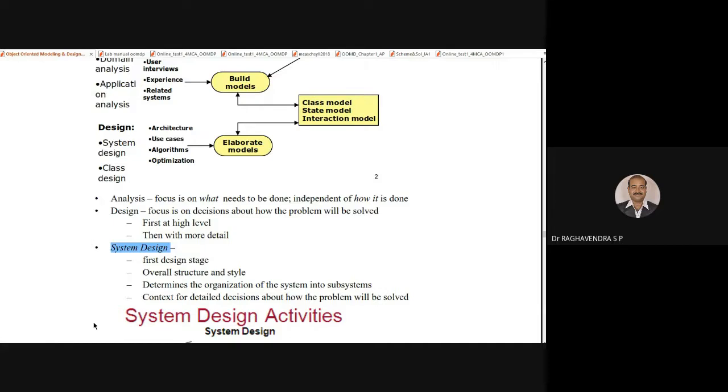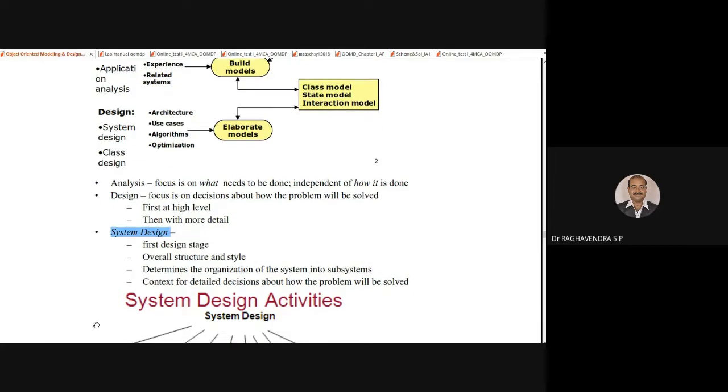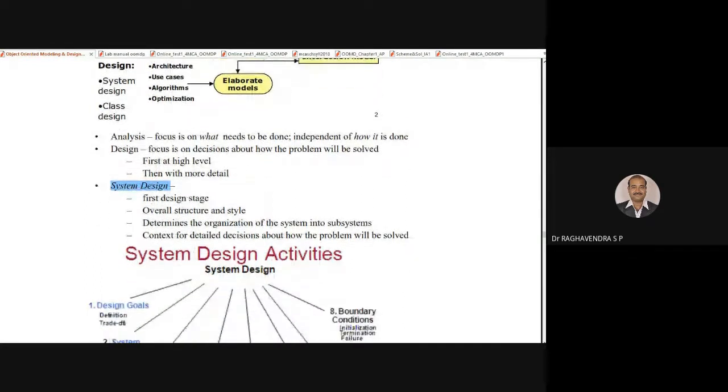Next, context and the situation. Context for detailed decision about how the system will be solved. How we will solve this system, we have to elaborate the details about that. So all this process we call overall system design. There are 4 major steps: design stage, structure and style, organization of system into subsystems, then identify the situation and explain the decision about how we can solve the problem in detail.